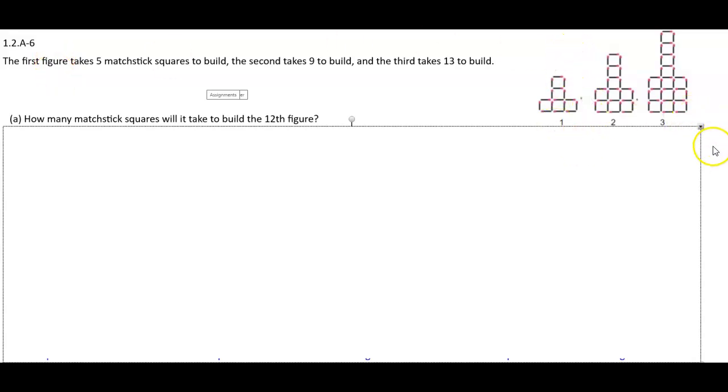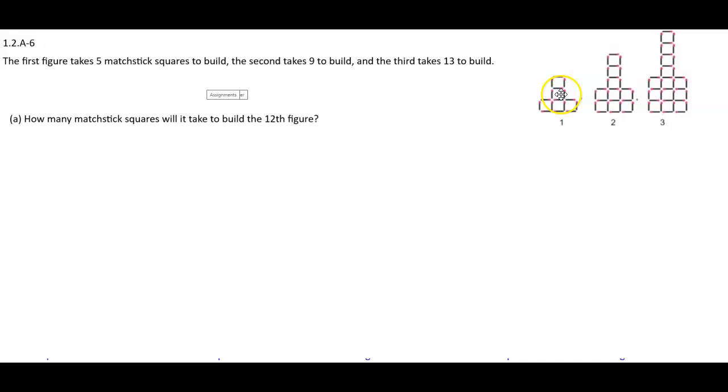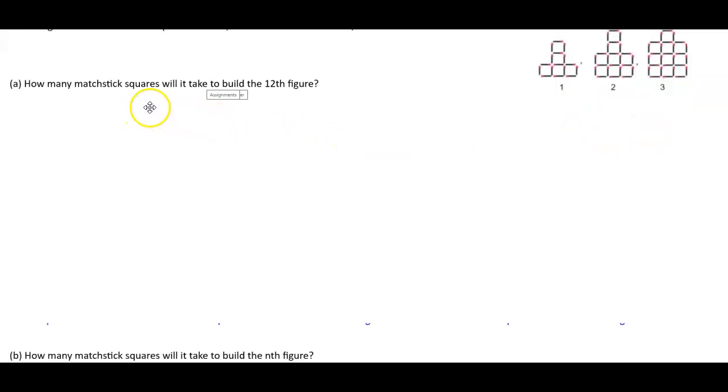The first figure, or at least the first figure to the right here, takes 5 matchstick squares to build. The second one takes 9 to build. And the third one takes 13 to build. So let's answer the first following question. How many matchstick squares will it take to build the 12th figure?